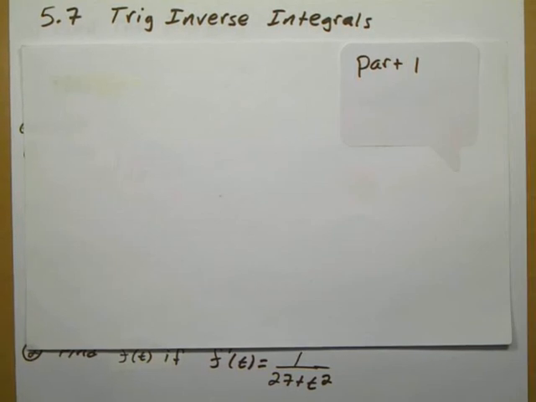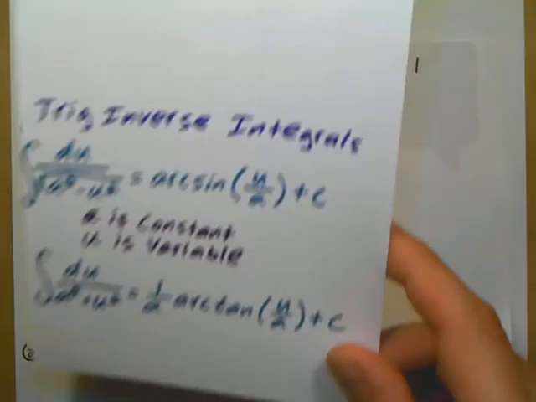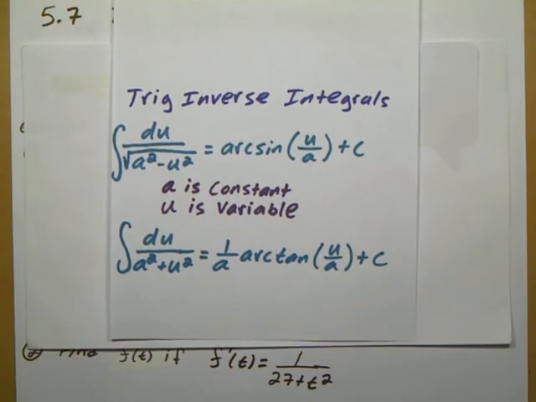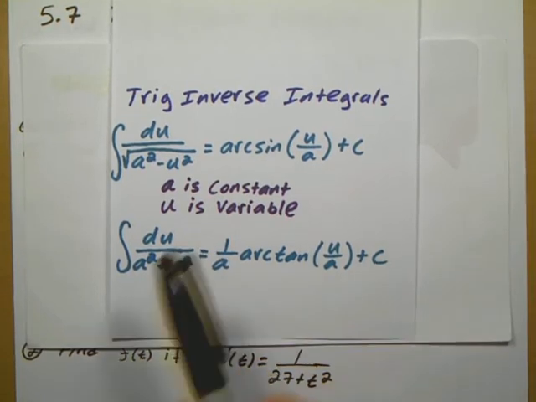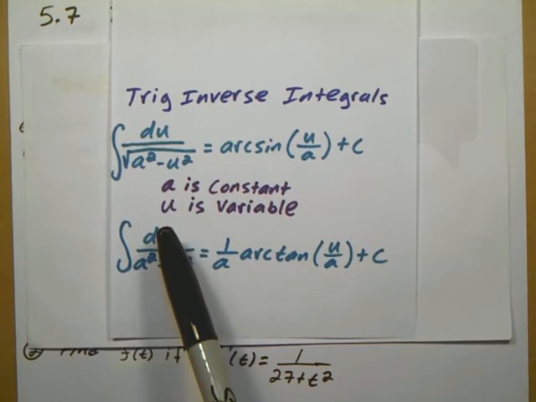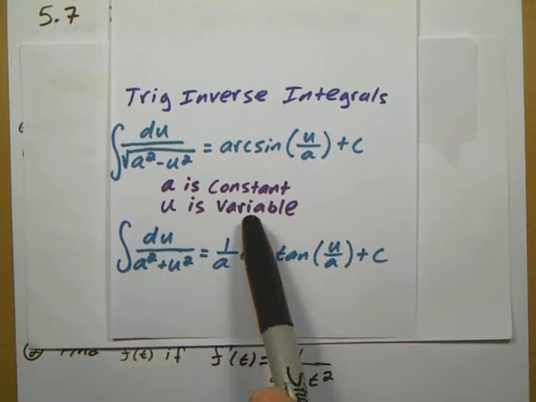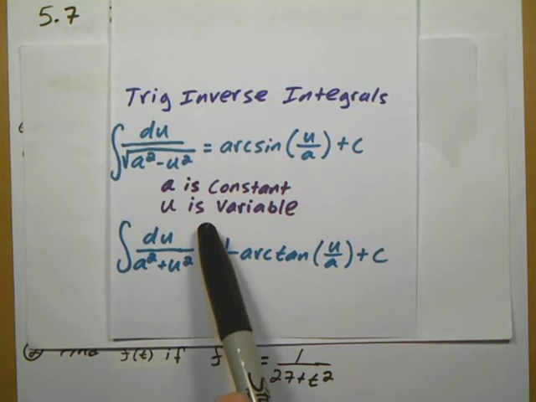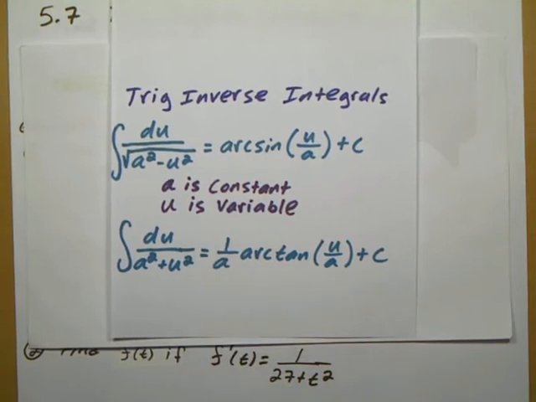Hi, this is part 1 of section 5.7 dealing with trig inverse integrals. There are two formulas we have to go over. You can pause them and copy them down. The important thing to note here is that a is going to be considered a constant, and u is going to be considered a variable. It's not necessarily going to be a u substitution, it's just the way the formula is written.